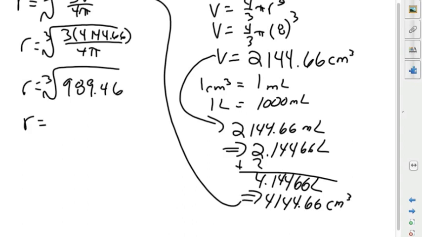So R then is, since we can't figure out how to do it in a calculator yet, 9.96. Well, now we have the radius.